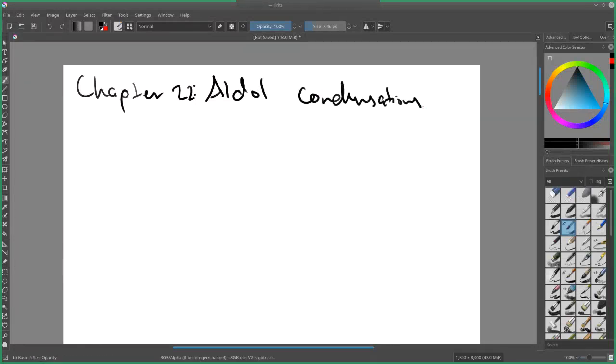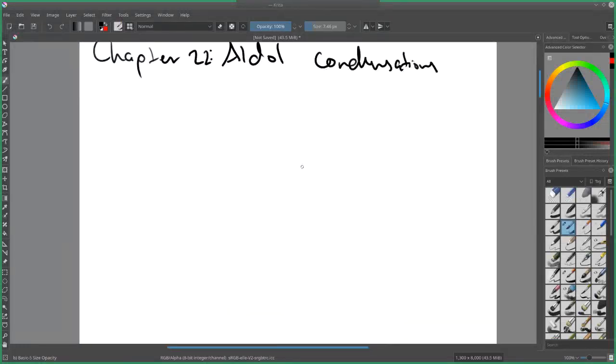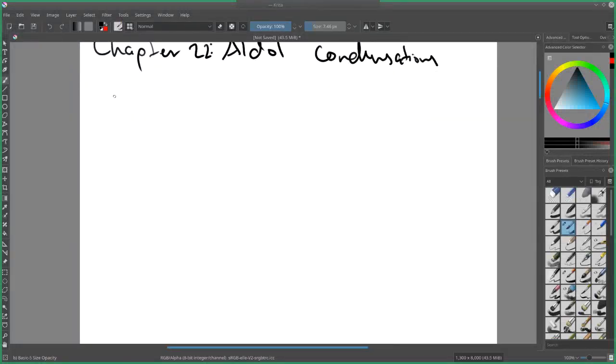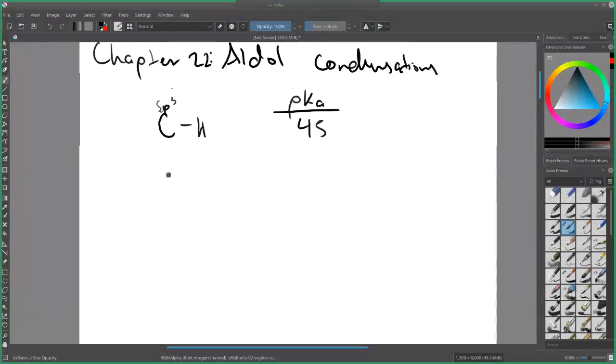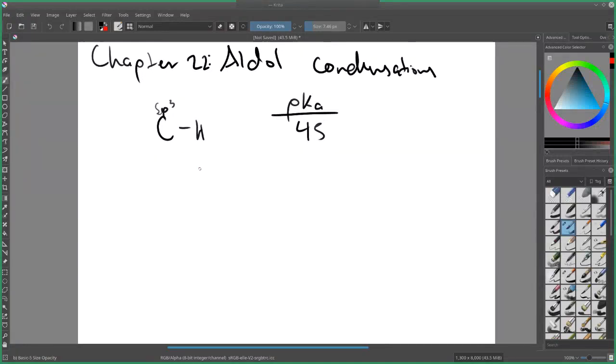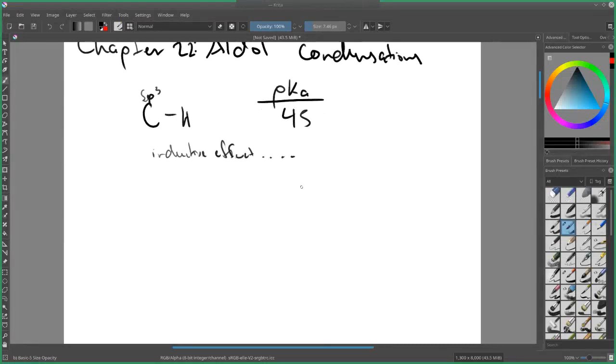To start things off, maybe I just wanted to put things into perspective a little bit. In Orgo 1, you learn that if you have a CH bond where the C is sp3 hybridized, then the pKa of it is 45. In other words, you're never going to see this thing dissociated. It truly won't happen. And then you learned a whole bunch of stuff about inductive effect and a whole bunch of other things, and you learned how to classify the acidity of hydrogens and so on.